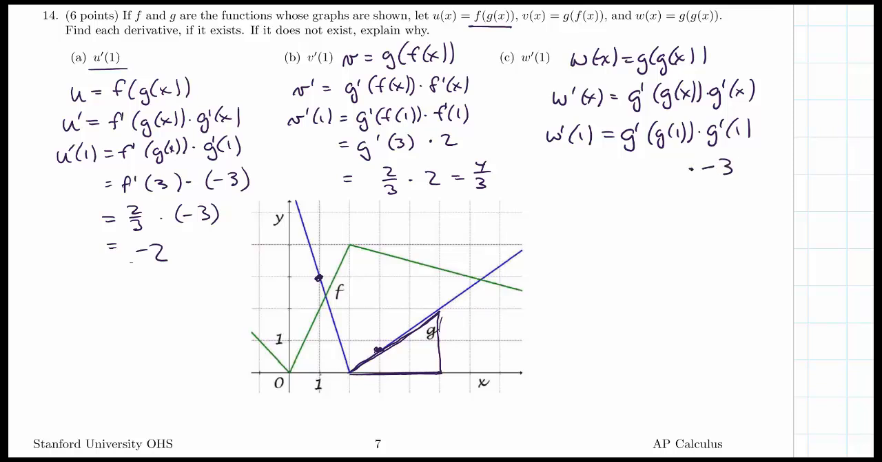G of 1 looks to be 3. G prime of 3, 1, 2, 1, 2, 3, looks to be 2/3. So 2/3 times negative 3, looks like negative 2.